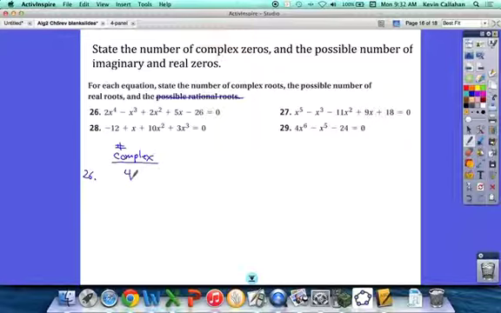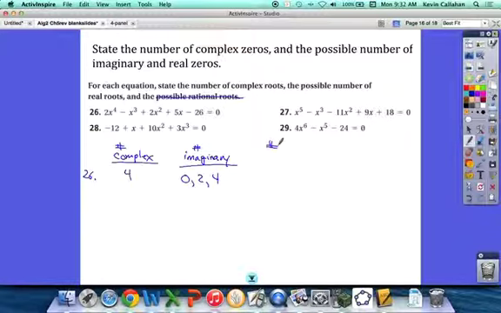So the number of imaginary solutions, right? If there's a total number of complex solutions, which is 4, then the number of imaginary has to be an even number less than or equal to 4, right? So what are the even numbers less than or equal to 4? 0, 2, and 4, right? So the possibilities are 0, 2, and 4, okay?